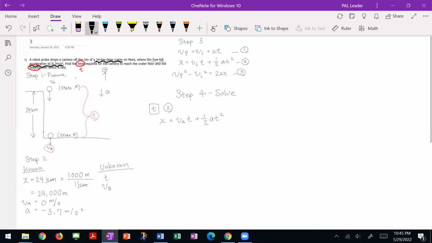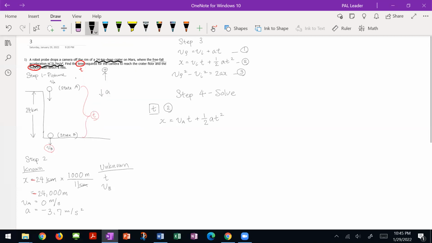The distance we traveled, it's not 24,000. Oh, I forgot to explain this part. It is not 24 kilometers that we traveled, because 24 kilometers is a positive number, which would mean that we moved up. But we didn't move up, we went down. So this x, 24 kilometers, the distance we traveled, needs to be negative 24,000. The negative indicates that we went downward. So oops for forgetting that. I'm glad I caught that right now.